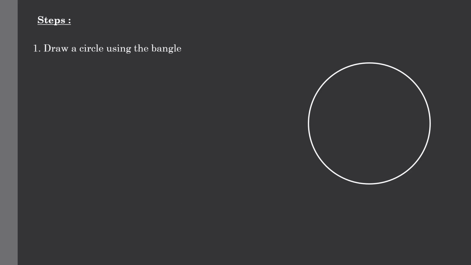First of all, what you have to do? Yes, let's draw the circle using the bangle once again. And you will get a circle like this. All of you must draw in your notebook and follow the instructions I am giving you. Then what is the next step? Yes, marking 2 points on the circle and join it by a line. Isn't it? So now all of you mark any 2 points as you wish and join it by a line.